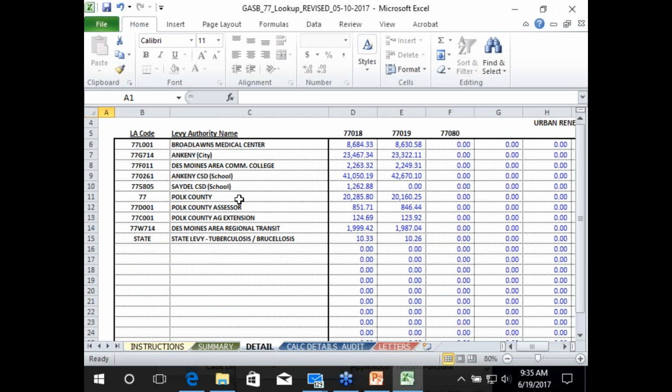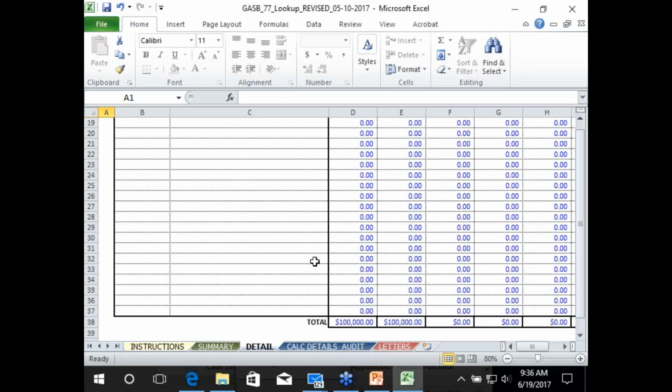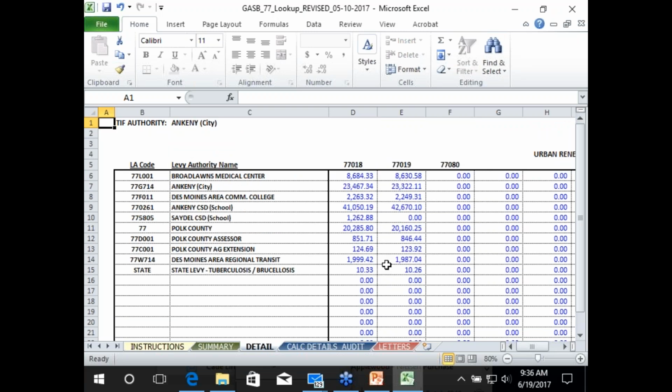This second piece basically shows you by district, and you can see that Sadell had a little piece in this particular urban renewal area in 77-018, but didn't have any in 77-019. And 77-080, as I said, didn't divide any revenue, so they didn't get any. So this will show you the details of how that worked.